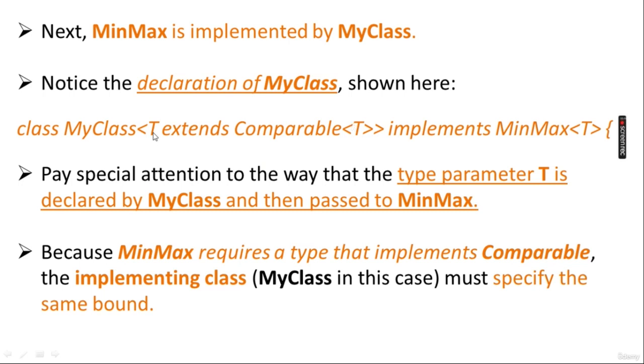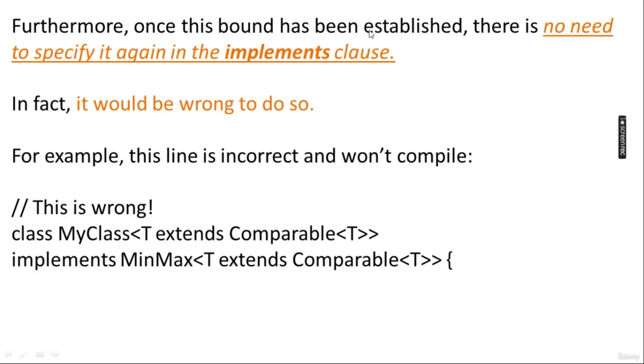So this is the upper bound, and this T only will be there in MinMax. Because MinMax requires a type that implements the Comparable interface, the implementing class must specify the same bound. Okay. So it's the upper bound of the MinMax interface, and my class's upper bound must be the same. Furthermore, once this bound has been established, there is no need to specify it again in the implements clause. Okay, so when it is implementing, we have already declared the interface with the T extends Comparable<T>, so in that case we don't have to write it again.